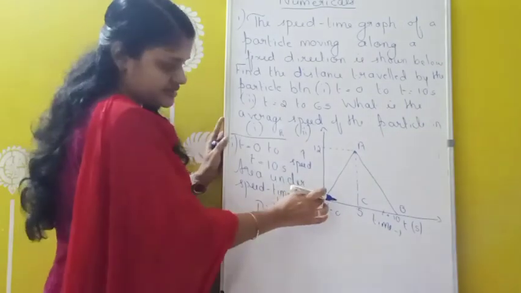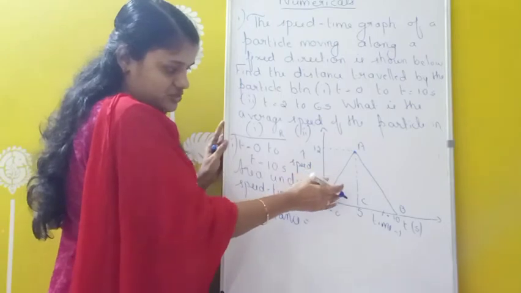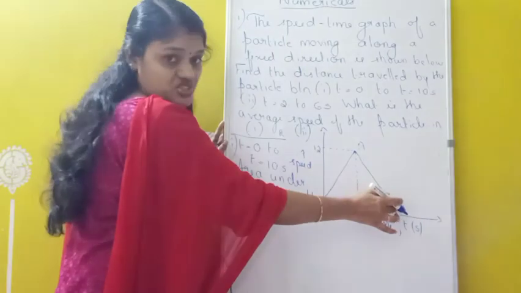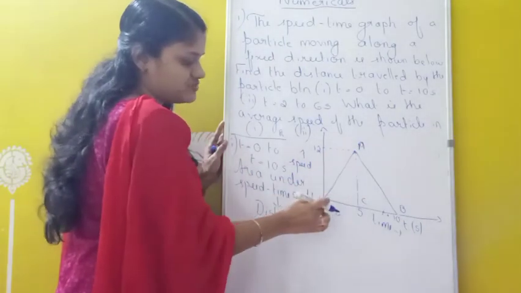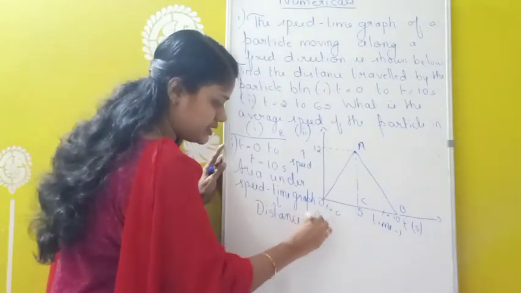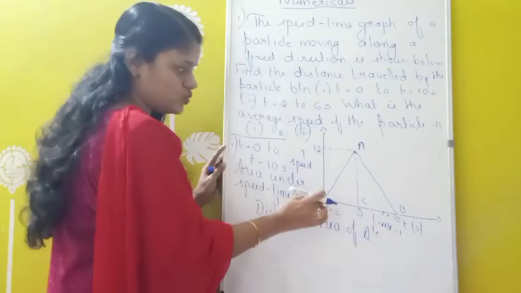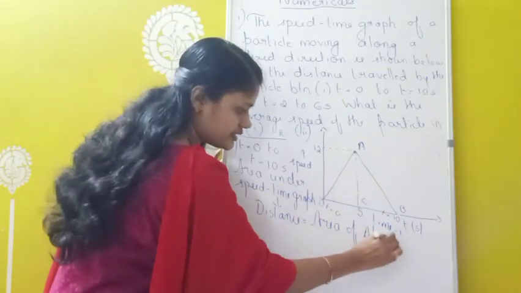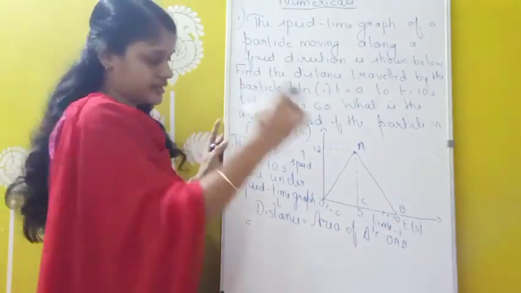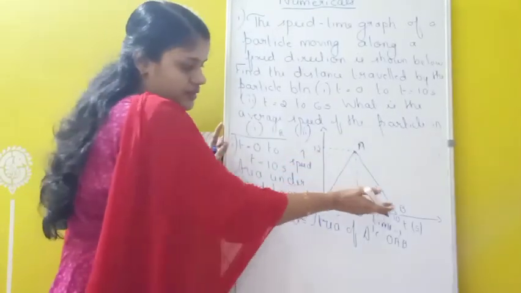So here OAB is the graph, and we have to find this area OAB. This OAB is in the shape of a triangle. So the distance is equivalent to the area of triangle OAB. How will you find the area of a triangle? Half into base into height.